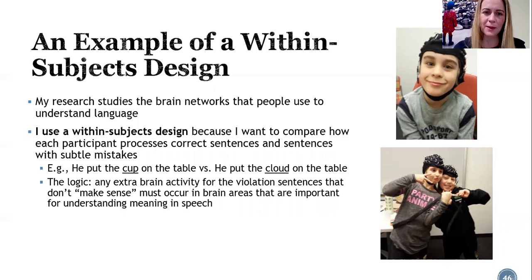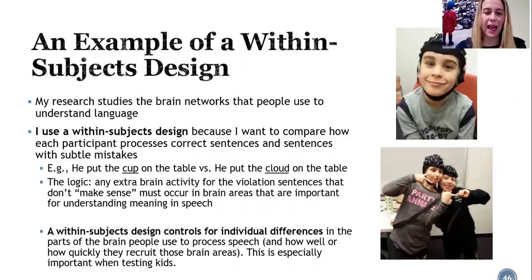So I present people with two different conditions. I'll give them maybe correct sentences and sentences with a subtle mistake. For example, maybe they'll listen to sentences like he put the cup on the table versus he put the cloud on the table. And I study their brain response in response to words that make sense versus that don't make sense in the sentence. And the logic here is that we'll get extra brain activity for words that don't make sense, and this will occur in areas of the brain that are important, in this case for processing the meaning of speech.